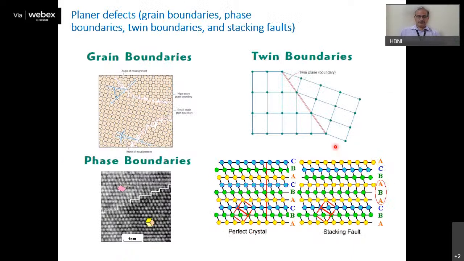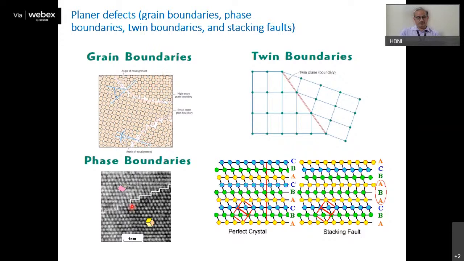So besides these line defects, the dislocations, there are also surface defects, which could be grain boundaries, phase boundaries, twin boundaries, stacking faults. So your system is not entirely single crystal. There are different grains. Different grains may have different crystallographic structure as well as different orientations. If there are different grains with some misorientation, the crystal structure is the same, but there is misorientation. This kind of thing can happen at a grain boundary.